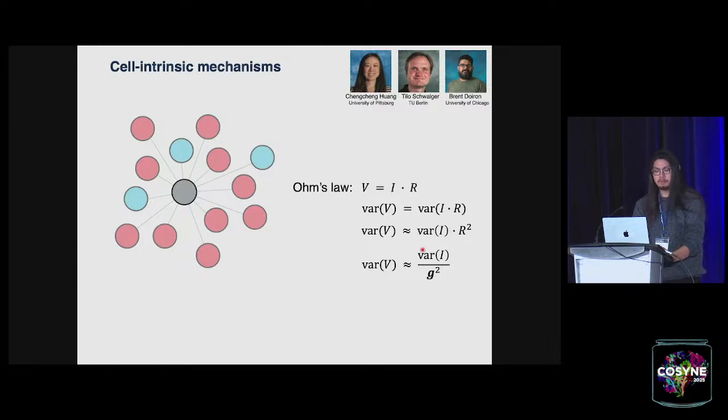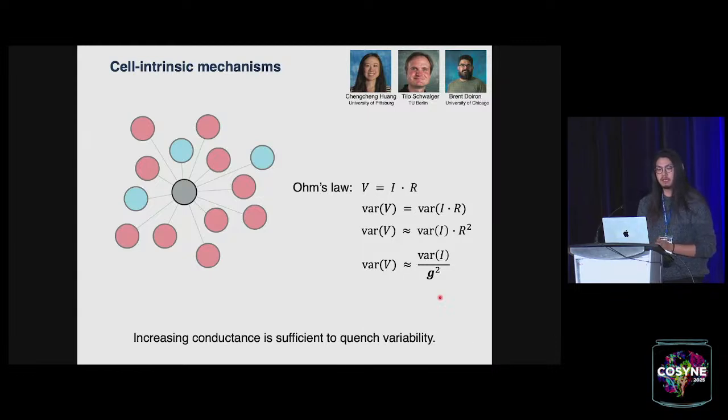But I think the key point here is that we can expect that the variance of the membrane potential might decrease with increasing conductance G. So this leads us to a really key prediction and a hypothesis, that increasing conductance to a neuron, total conductance, doesn't matter if it's E or I, is sufficient. It's alone sufficient to quench its variability. And we really wanted to test this in a living mouse in vivo.